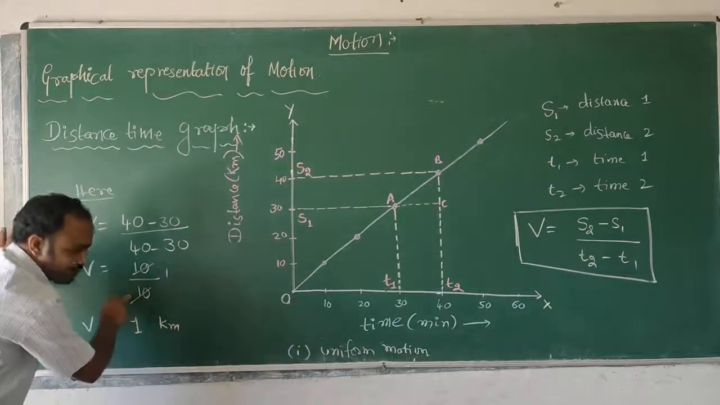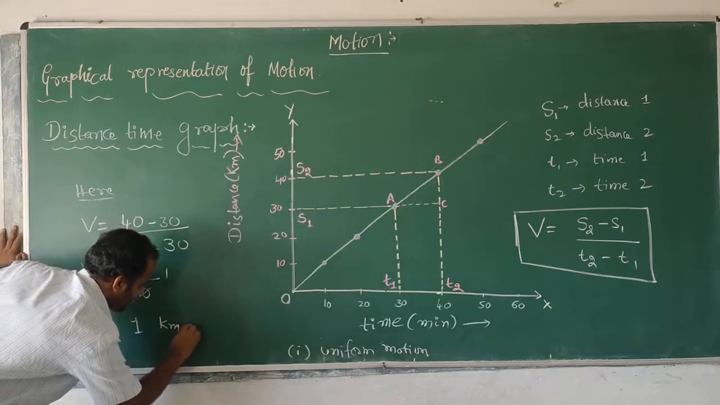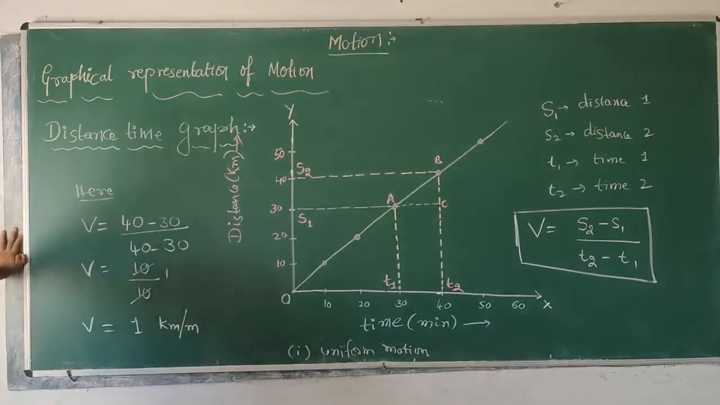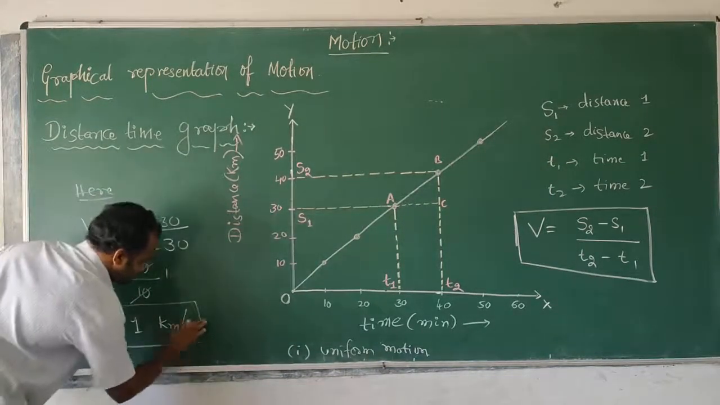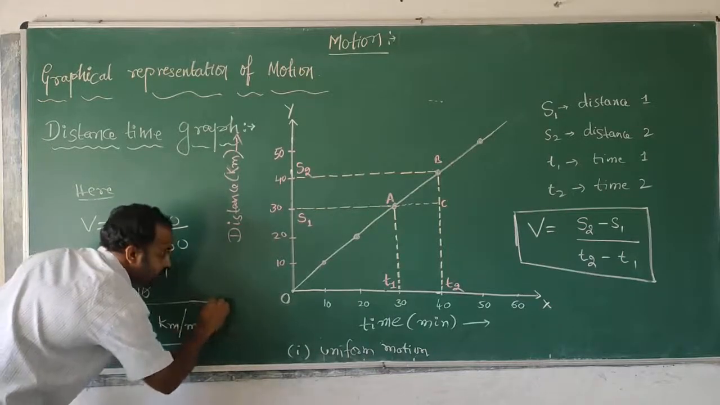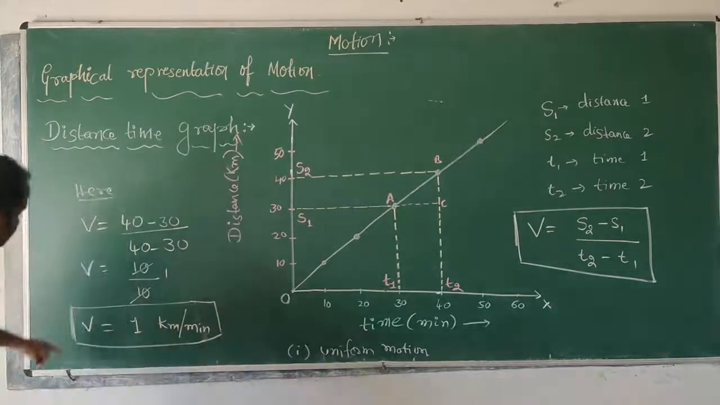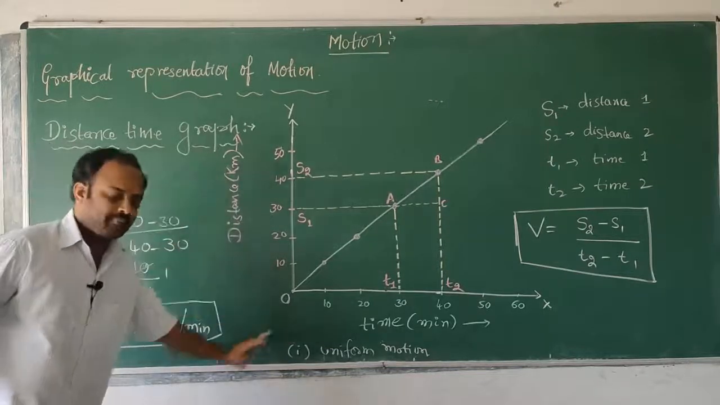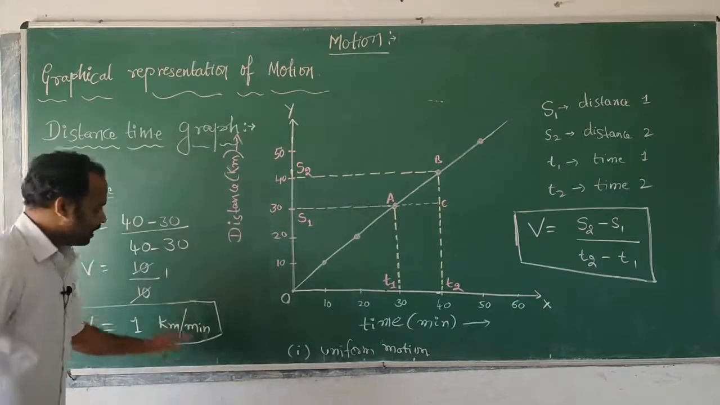This is divided by minute, per minute. Kilometers per minute. Write minute as MIN. Kilometer per minute. Okay, the unit is kilometer per minute because distance we taken in kilometer and time we taken in minute. Therefore, velocity of an object is 1 kilometer per minute.